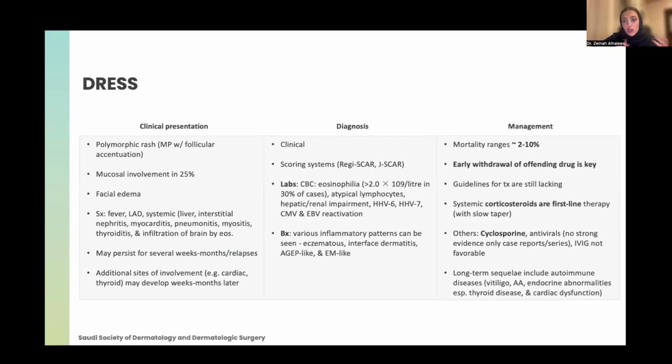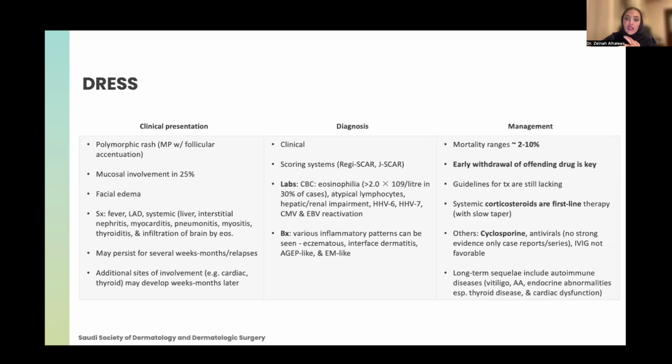Common ones are common, so they get hepatitis, so liver involvement is common, as well as nephritis. But they can get myocarditis, pneumonitis, myositis, thyroiditis, literally any organ can be infiltrated by eosinophils. It can persist weeks to months. And you can also have additional sites of involvement later on, several months later, specifically cardiac and thyroid.